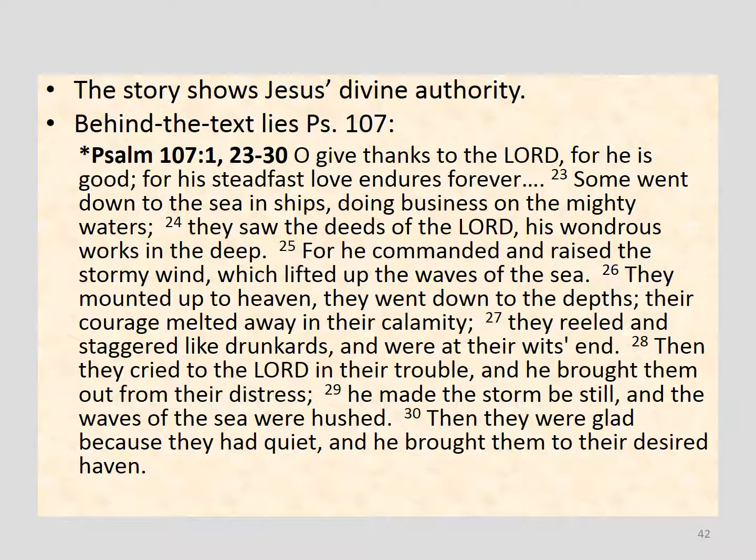So the Psalm 107 in the background of the story of Jesus on the Sea of Galilee brings about the idea that the answer to the disciples' question, "Who then is this, that even the wind and the seas obey him?" The answer to that is, well, it's God. God is present and in our midst.